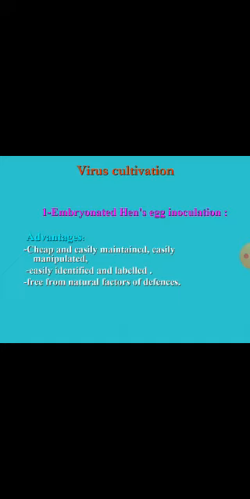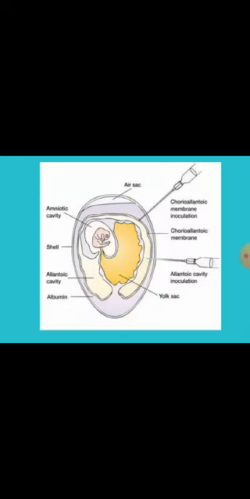Cultivation of the viruses in embryonated hen's egg. This method is cheap, easy to maintain, and manipulated by the injection of the virus in the egg. The most popular form of injection is in the chorioallantoic membrane, and if the virus is present, we will detect the pock lesion. The pock lesion is the white opaque areas on the transparent chorioallantoic membrane. That means the virus is present.